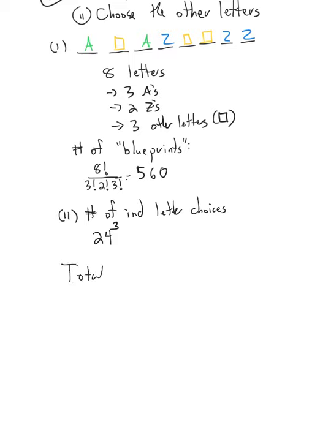So in total, there's 560 times 24 cubed different words that have exactly 3 A's and 2 Z's, where the word is 8 letters long. All right, and finally, let's do 4.